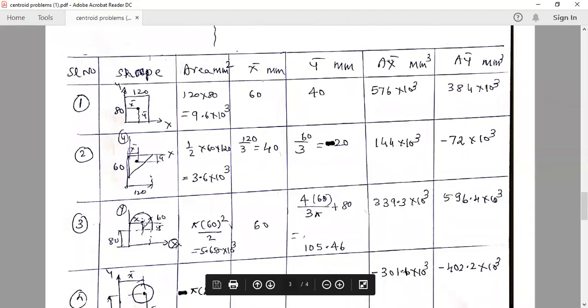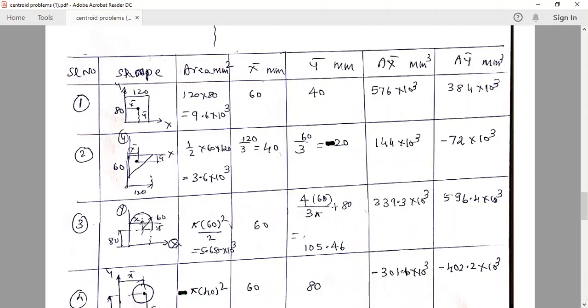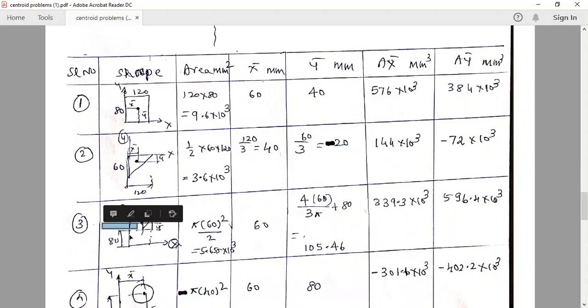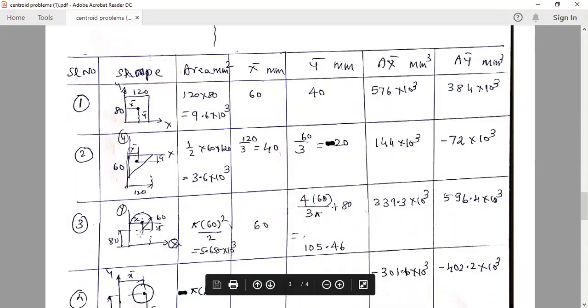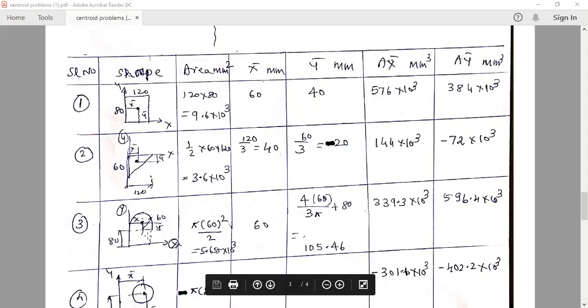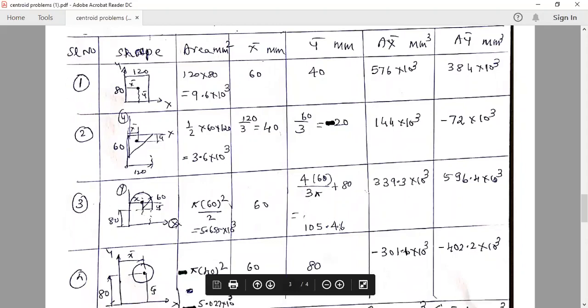The centroid of the semicircle we have already derived. The centroid of the semicircle lies at a distance of 4r by 3 pi from the diametral axis, from the base of the semicircle. X bar, since here the centroid lies at the center, that is r, the radial distance. Here this is r. X bar is the radius of the semicircle. Y bar is 4r by 3 pi from the base of the semicircle. But I need it with respect to the X axis, so the centroid lies from the X axis at 4r by 3 pi plus 80. Both are positive, so it is positive.